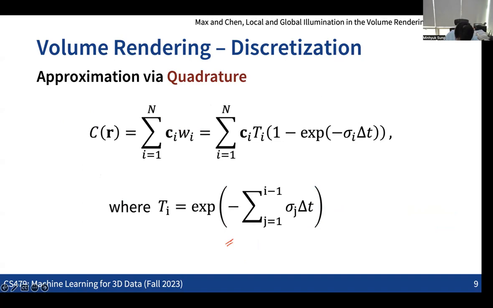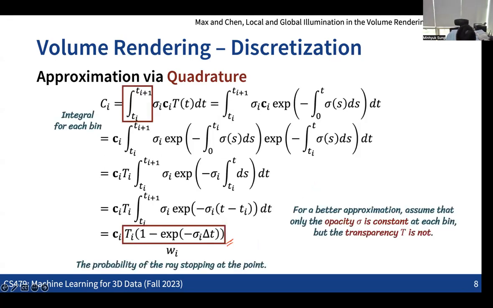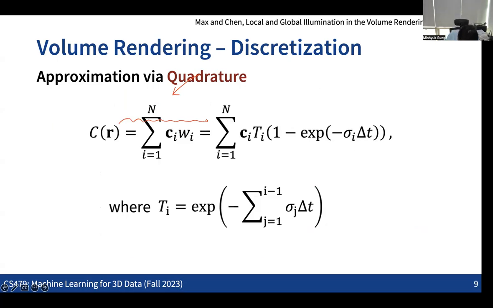Since this was the integral for each of the bins, let me go back to the previous slide. While we compute the transparency using all the information in the previous bins, this was the case where we calculate the integral for each bin, which means that we need to accumulate all this information that we computed for each of the bins. So if we sum up this equation, the quantity that we define for each bin, over the entire set of bins, then we can get the final color information.